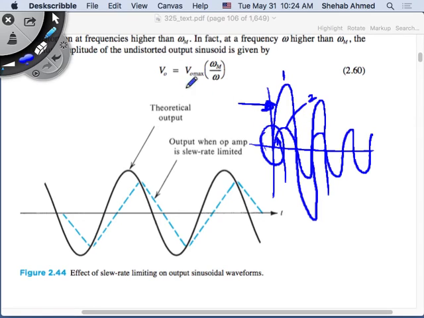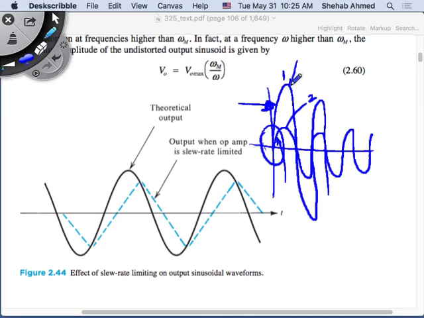So the way to define this is, typically we would put a sine wave into the op-amp with its magnitude at the maximum voltage of the supply rails, plus or minus 5 volts for example. You put the input signal at plus or minus 4.5 volts, for example, and then keep increasing the frequency.